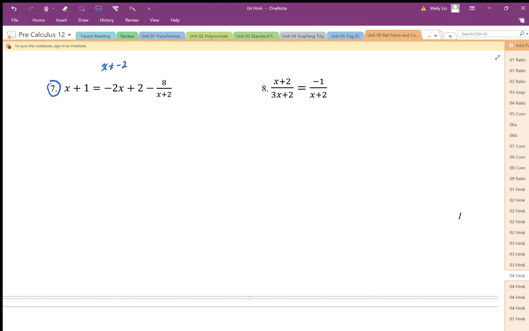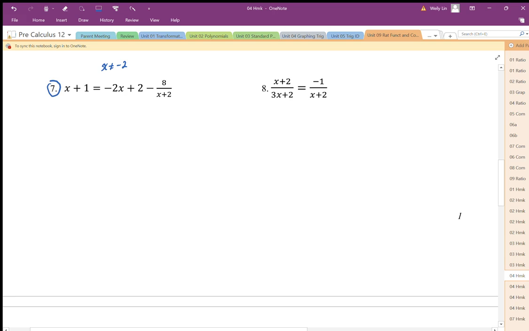Question number 7 from solving rational equations. So their equation, first of all, has a rational expression. So what we have to do before we solve this or get rid of the denominator is make sure that we state the restriction. So we cannot divide by 0, so we cannot let x equal -2.